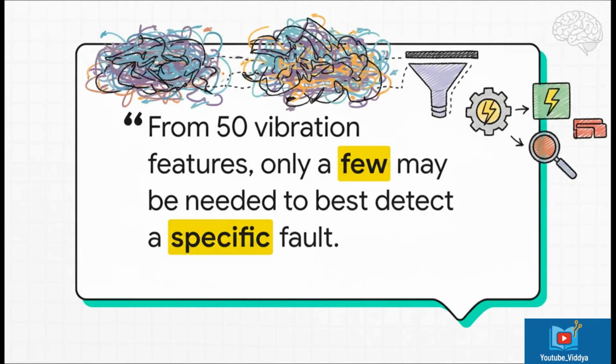So here's what that might look like in the real world. You could start with, I don't know, 50 different vibration features. But after you do your feature selection, you might discover that all you really need is a specific combo of just 3 of them to perfectly detect that gearbox fault. It's all about working smarter, not harder.